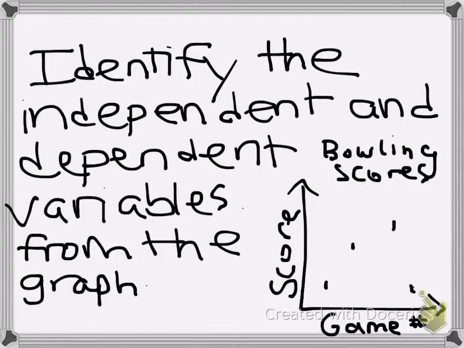The score, though, is affected by what game you're in, because it depends on how you're playing that game. So since the score is affected by the game, or it depends on the game, the score would also be the dependent variable. And then whatever is not the dependent variable is the independent variable, so it's the game numbers.